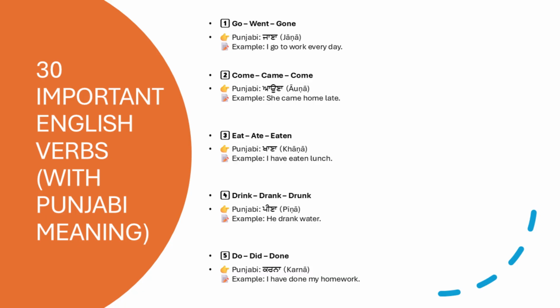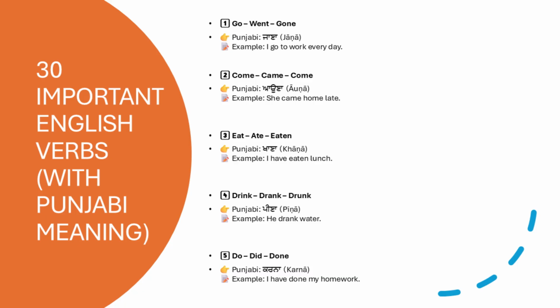And the third verb is eat, which means khana. Eat, ate, eaten. Eat is the base form, ate is the past form, eaten is the past participle. For example, I have eaten lunch. And the fourth verb is drink, which means pina. Drink, drank, drunk. Drink is the base form, drank is the past form, and drunk is the past participle. For example, he drank water.